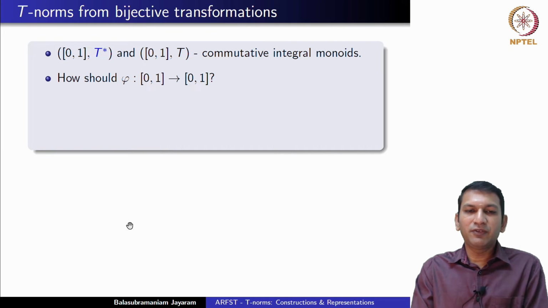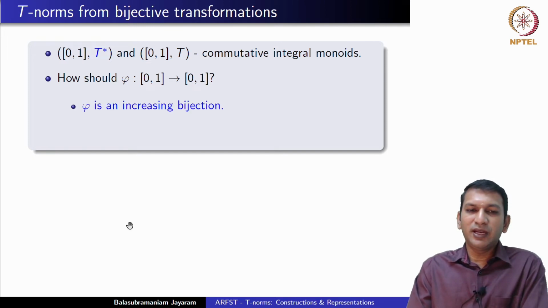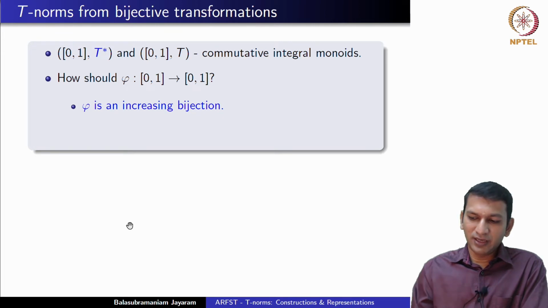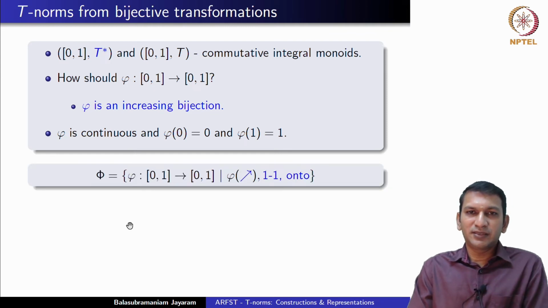That means we need a map phi from [0, 1] to [0, 1]. How should it look to be able to preserve the structure? It can be shown it is enough if it is an increasing bijection. So that means one-to-one onto increasing, which clearly means it is strictly increasing. What is interesting is, since now we know the underlying set G, which is [0, 1], we can show that any increasing bijection phi on [0, 1] should also be continuous, such that phi of 0 is 0 and phi of 1 is 1. Now, let's consider the set of all such increasing bijections.